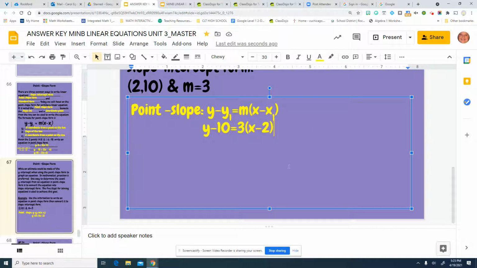So we want to get back to slope-intercept form, which is y equals mx plus b. So we're going to go ahead and, using our 5 steps, step 1 is distribute. We're going to distribute that 3. So now we know y minus 10 equals 3x minus 6.